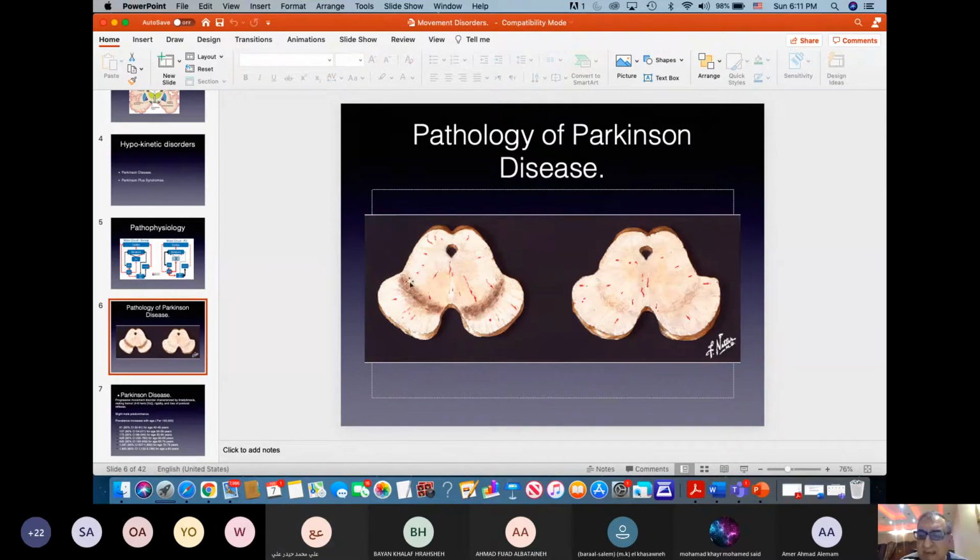Dopamine. This stain is dopamine. This subject does not have Parkinson's disease. As you see, dopamine is there. This is substantia nigra, yes. Now this patient with advanced Parkinson's disease postmortem, as you see, there's depletion of the dopamine here.